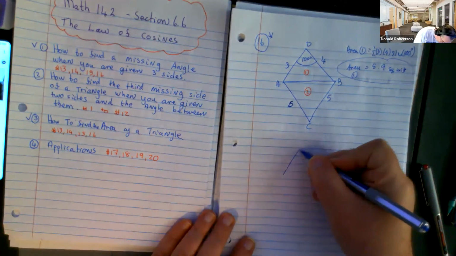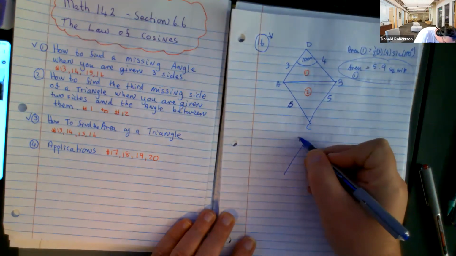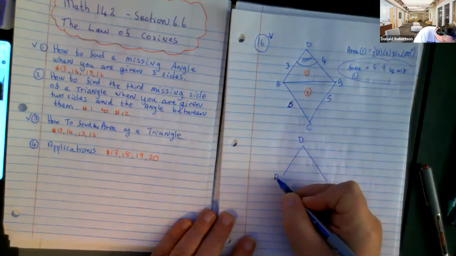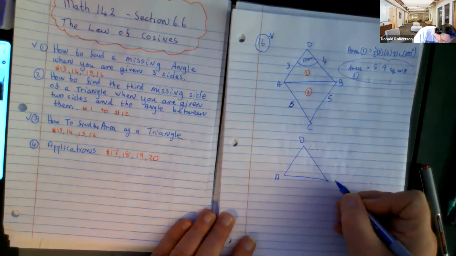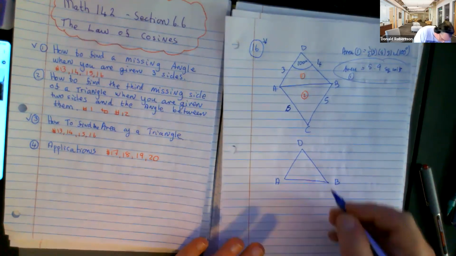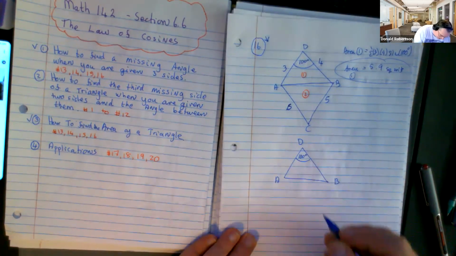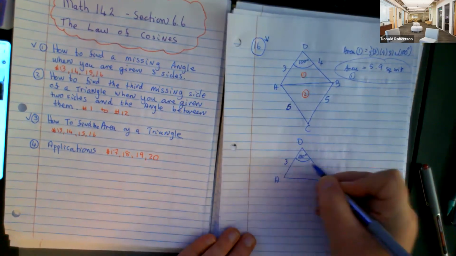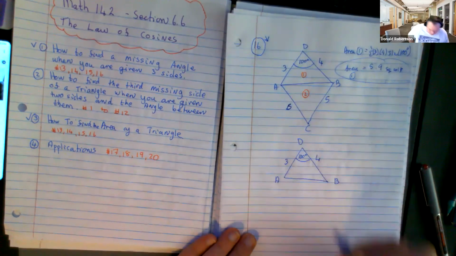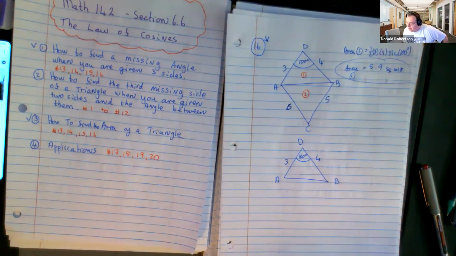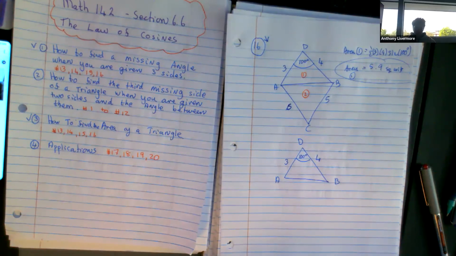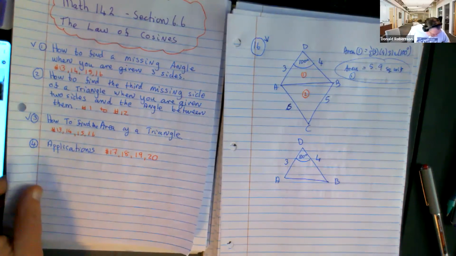If I isolate this triangle, I know this angle is 100 degrees, I know this side is 3, and I need this side, which is 4. Where do you think I'm going to go next? Use the cosine law. I'm going to use the cosine rule.